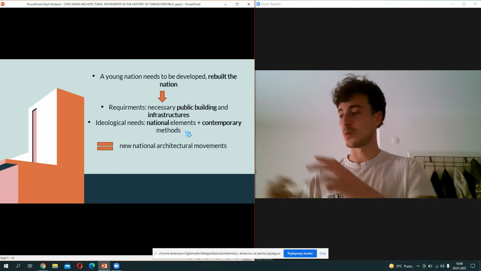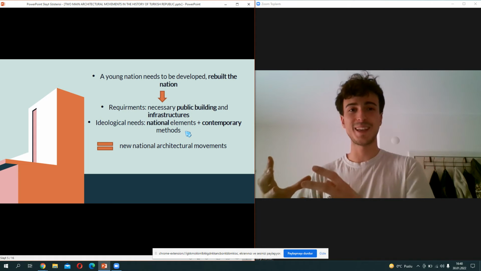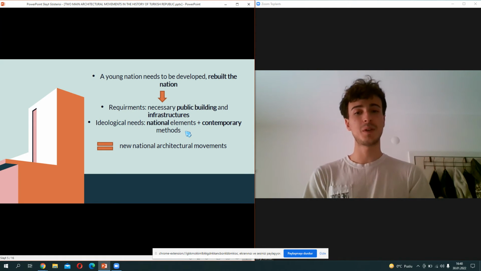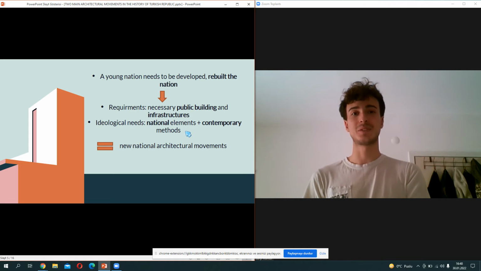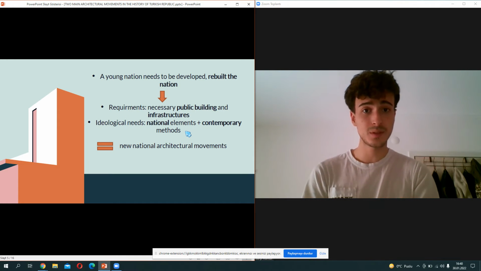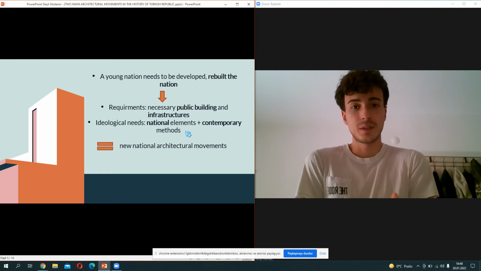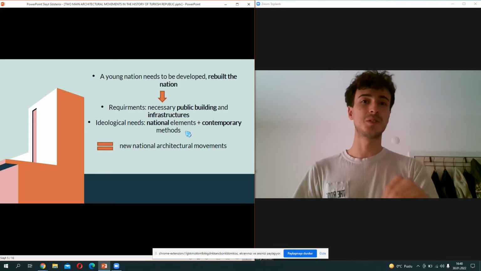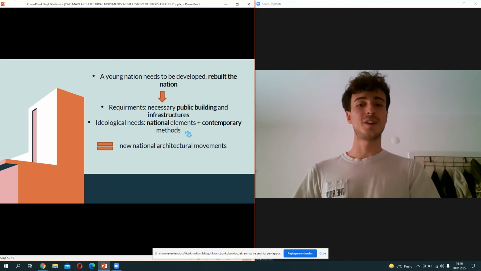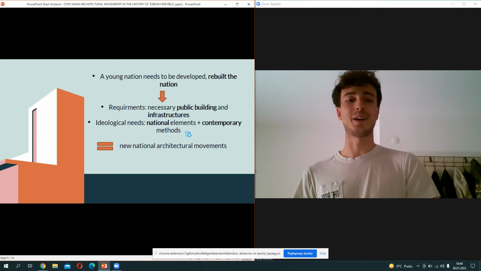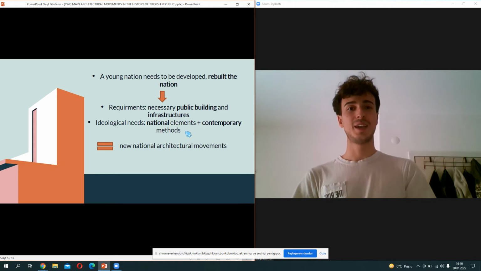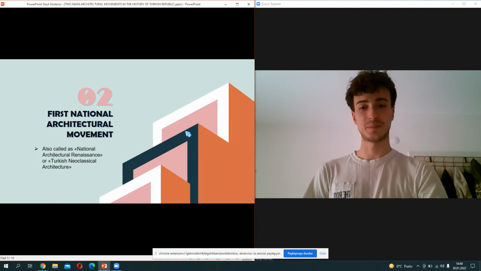The young nation must have its own way. It should have gone back to its roots and created a new way, regarding contemporary methods and modern techniques. It also must build the necessary buildings, such as public buildings and infrastructures, which will be the new face of the modern government. From all these requirements and ideological needs, a new national architecture movement emerged. We will begin with the first one.